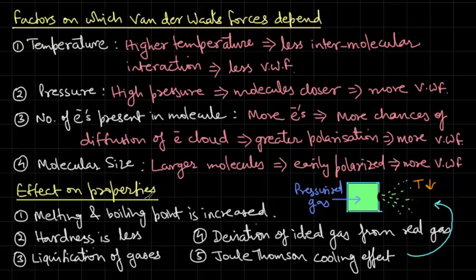Effects on properties. Here are some of the outcomes of van der Waals forces. Melting point and boiling point are increased. Certainly, more bonds means it's difficult to break those bonds, and therefore the boiling and melting points are more. Hardness is less.